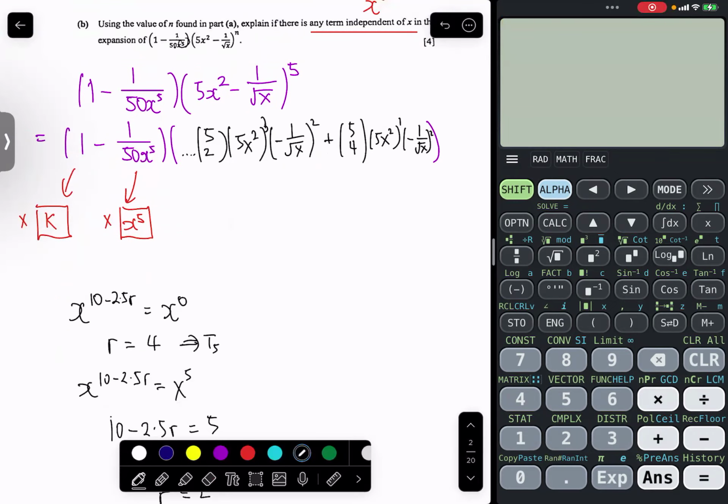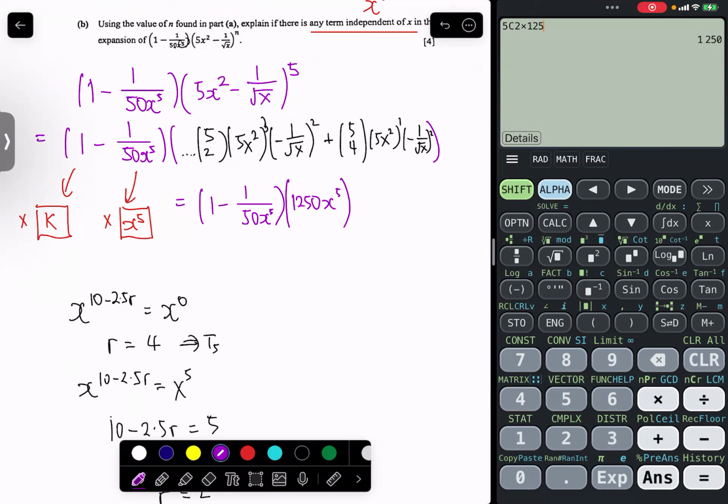Okay, let's rearrange a little bit. So we'll have 1 minus 1 over 50x5 multiplied by 5 choose 2 is 10 times 125. So 1250x5.